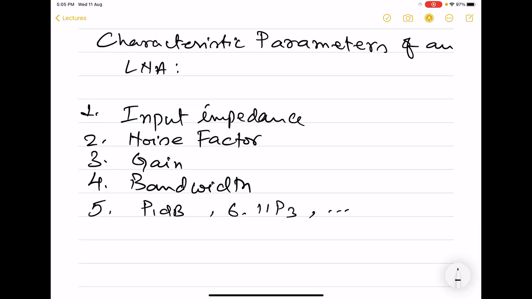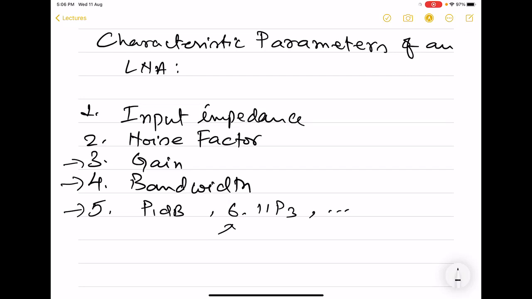We are already familiar with gain and bandwidth. Whenever we study any amplifier, we invariably talk about these two parameters, and we know their importance. And P1 dB and IIP3 we have studied, and they are also important. They say what is the maximum input power that should be fed to an amplifier so that it is useful, so that distortion or gain reduction doesn't start. This is the essence of P1 dB and IIP3.